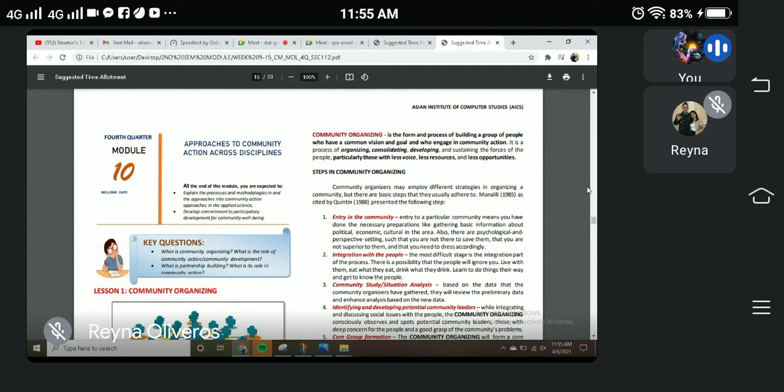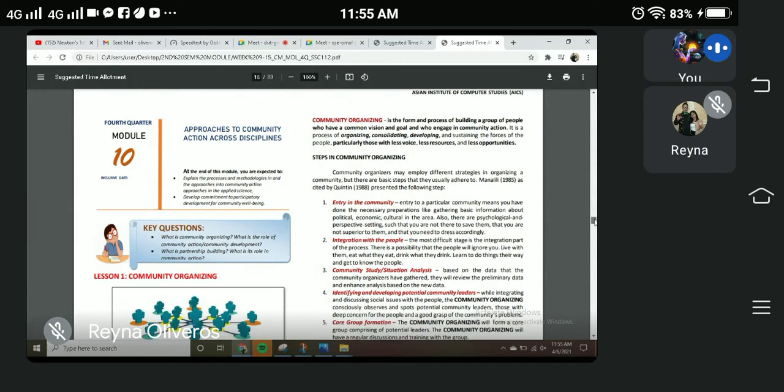Okay, so good morning. Today we're going to discuss module number 10 with the title Approaches to Community Action Across Disciplines. This topic covers three lessons which are about community organization. In here, we're going to discuss the process on how to organize a community.